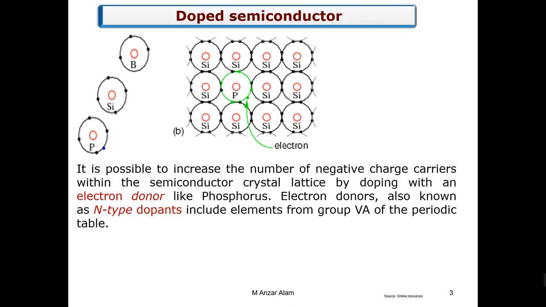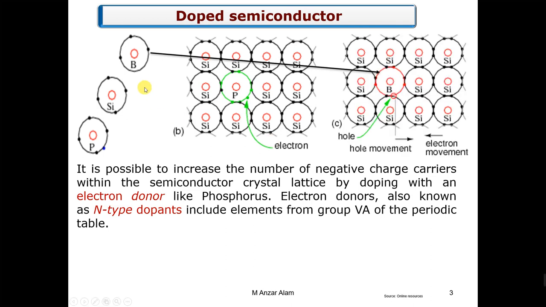On the other hand, we can do the same process for the boron. When the boron is doped with the semiconductor crystal, this will have positive charge because of the hole. You can say it has free holes, so hole movement, electron movement. After doping with the boron, it exhibits positive charge. So this again is not pure silicon, but the new name of this silicon crystal is p-type semiconductor material or p-type silicon material.